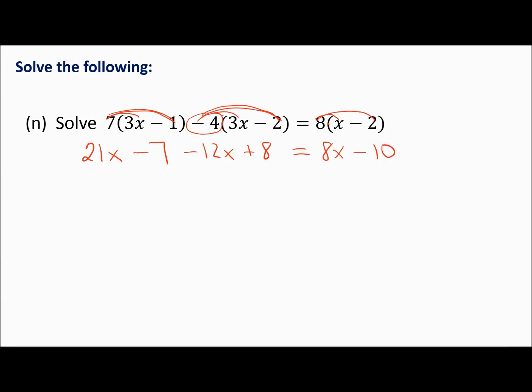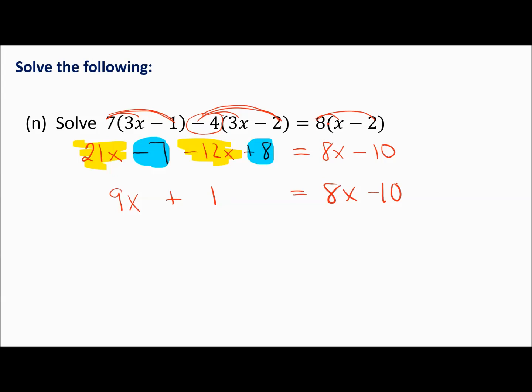Now, the next issue I have is I'm trying to completely simplify the left-hand side. I have a 21x and a minus 12x. I need to combine those together, right? We know 21 minus 12 is 9. So that's 9, and I keep the x. I also have a negative 7 that I need to combine with a positive 8. Negative 7 plus 8 is plus 1.